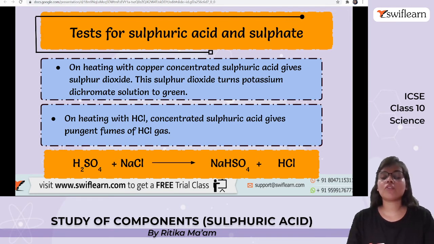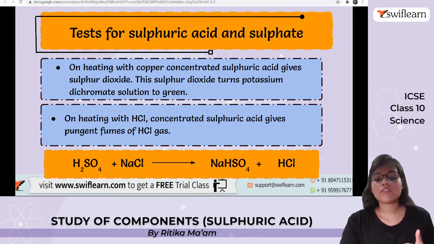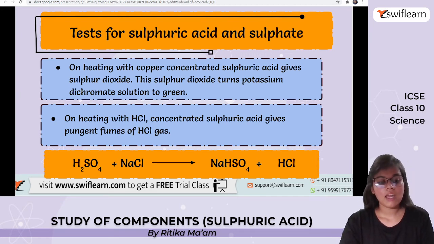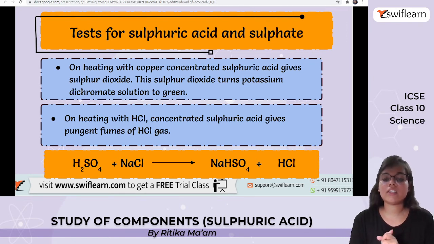Now, tests for sulfuric acid and sulfate. Some of the tests that we can undergo: first, when we heat copper with concentrated sulfuric acid, it gives out sulfur dioxide, and this sulfur dioxide turns potassium dichromate solution green. Next, if we heat sulfuric acid with NaCl, it gives very pungent, bad-smelling fumes of HCl gas.